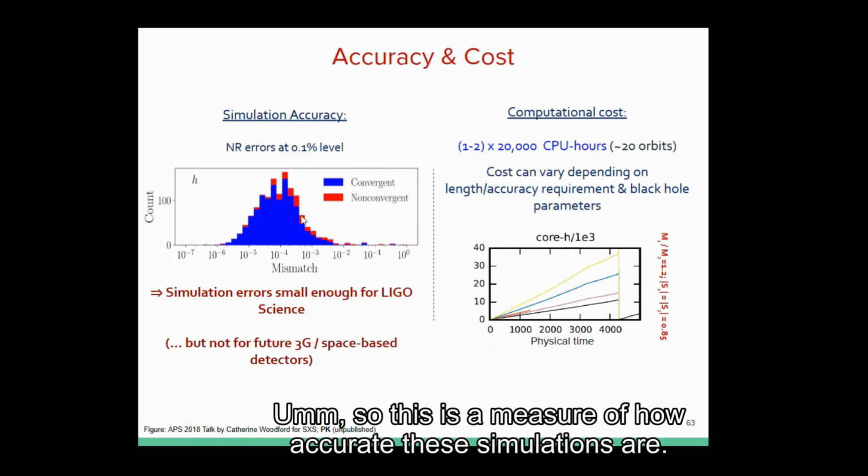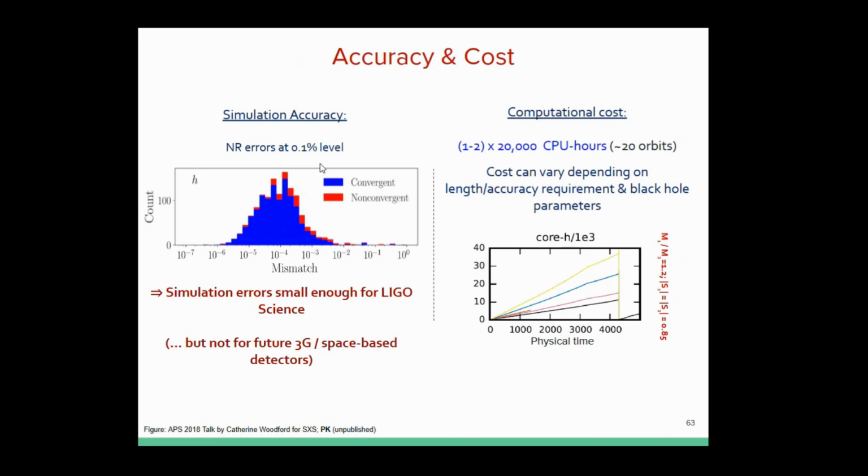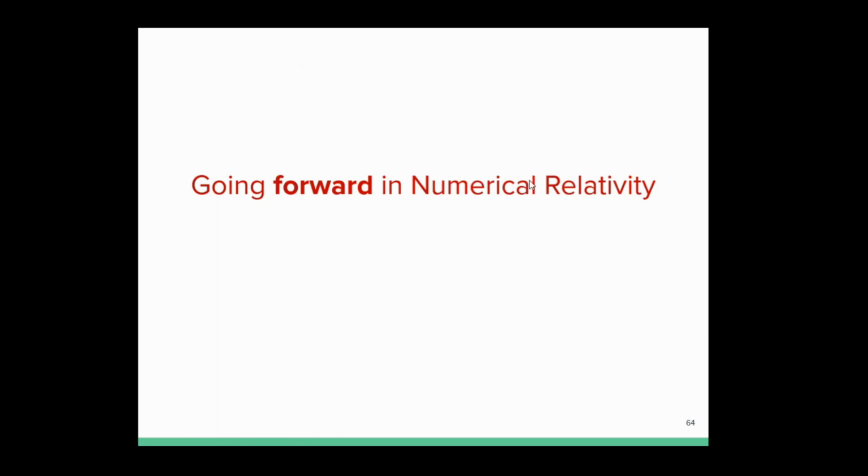So this is a measure of how accurate these simulations are. Typically, they are accurate at the 1% level. We have already seen how much they cost. Typically, for a simulation like this, they cost just 20,000 core hours, and you can scale it up highly conveniently.